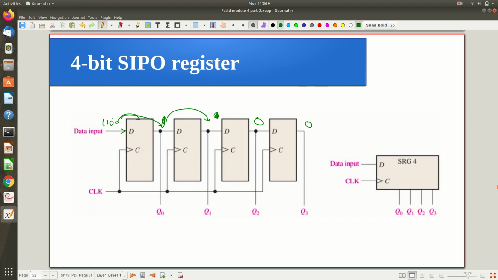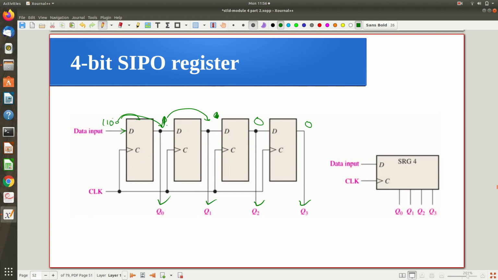Clock is something applied simultaneously to all the flip-flops. So that is the basic configuration we are having, right? After the 4th clock cycle you will get the data in all the flip-flops. So now you know the data is taken out in a parallel way, right? So Q0, Q1, Q2, Q3, like that 4 bits you are taking out. Yes, that's about it.